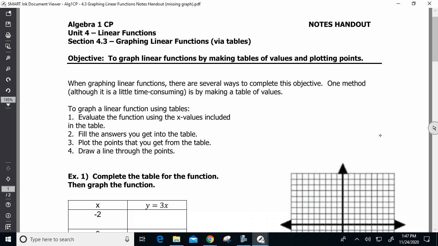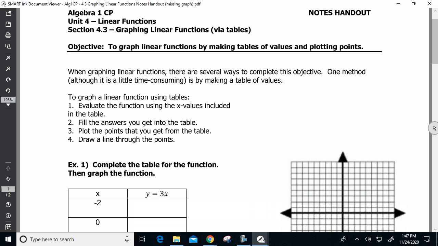Let's turn the graph. We're going to graph linear functions using a table. We're going to work through a good chunk of this today, and then we'll finish whatever we need to finish tomorrow.